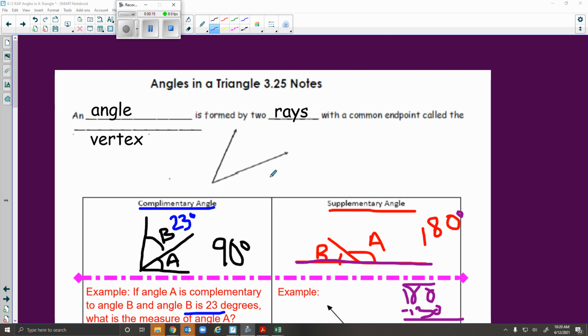So we know that triangles have angles inside of them, and an angle is formed by two rays. Remember, a ray from elementary school is where you have the endpoint and the line that continues forever. It's two rays that come together at a common endpoint, called the vertex. When they meet at the same point, we call it a vertex.